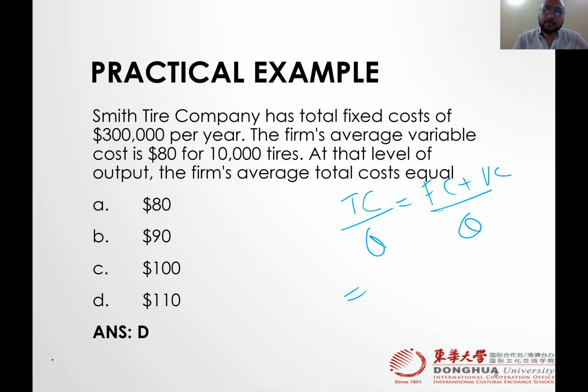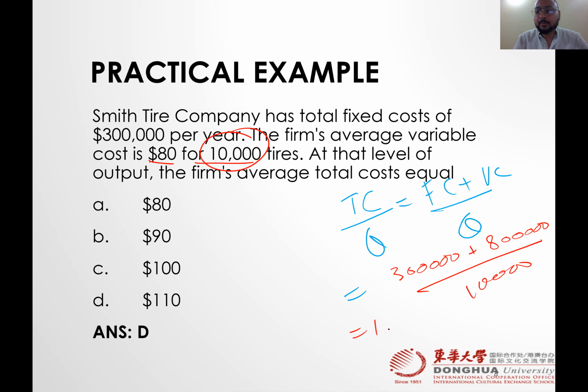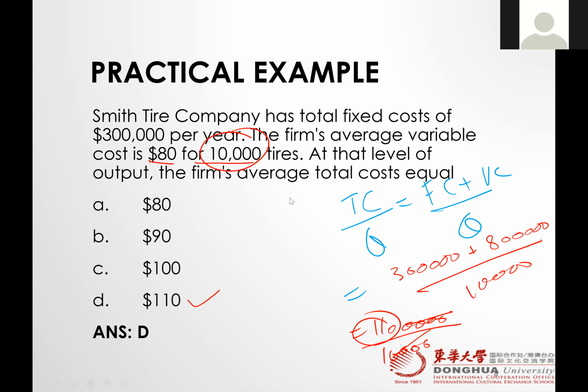David? 300,000. Right? And what is the variable cost? 80 for 10,000 units. So it's 800,000, right? And what is the quantity? 10,000. Right? We have 1.1 million and then we have 10,000. Right? Answer is 110. Clear, David? Got it. Thank you.